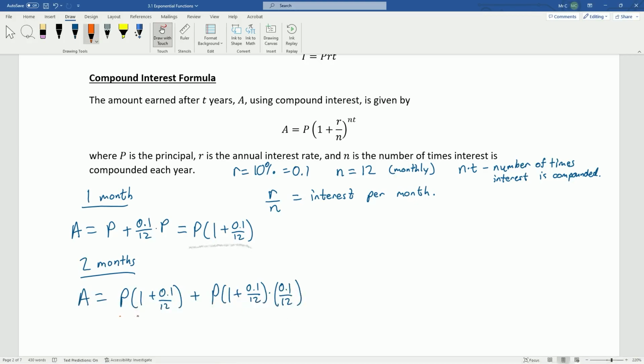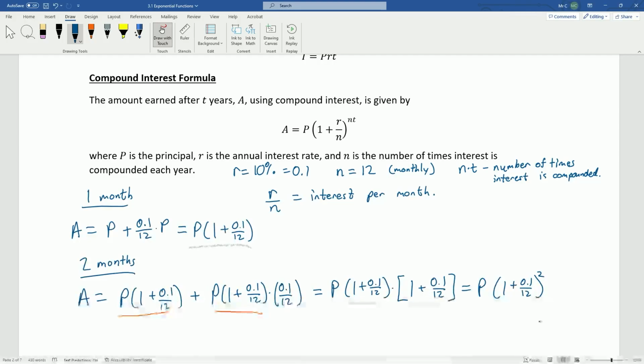Okay, well, what do I notice? Well, I've got the same product here, P times 1 plus 0.1 over 12 plus P times 1 plus 0.1 over 12 times this. So I can factor this thing I've underlined out of both, and I get P times 1 plus 0.1 over 12 times, and when I factor that out, I'm left with a 1 on this side plus 0.1 over 12. Oh, well, look at that. That's the same expression here. So this is really P times 1 plus 0.1 over 12 squared.